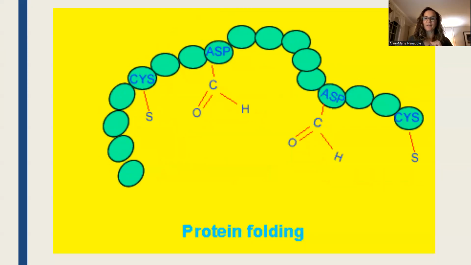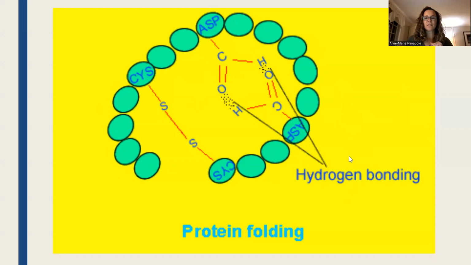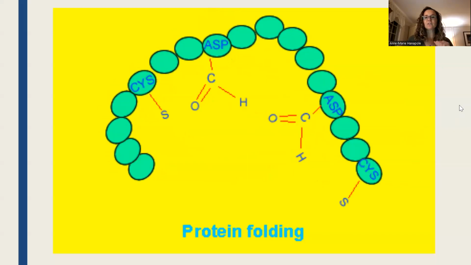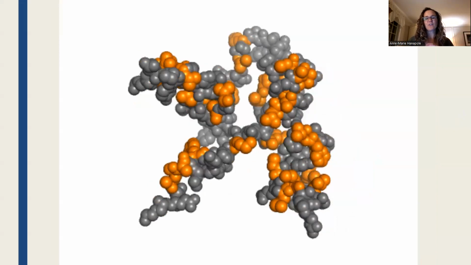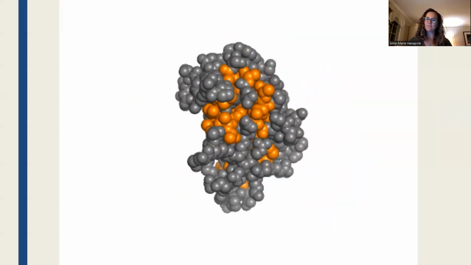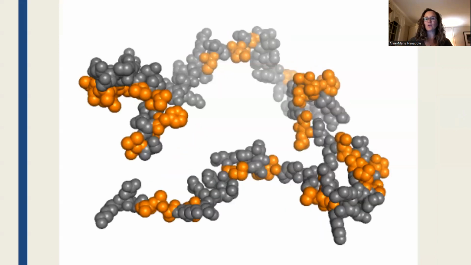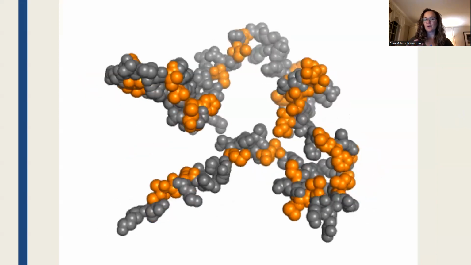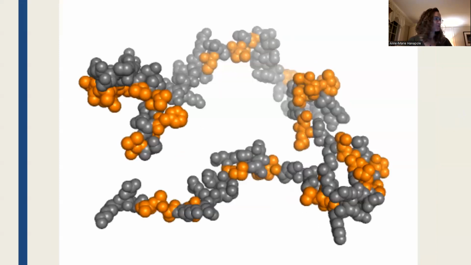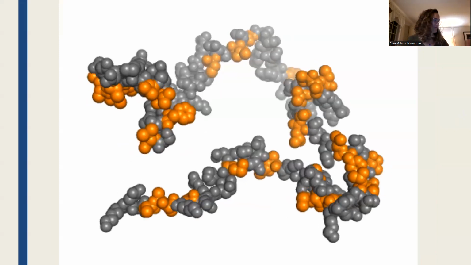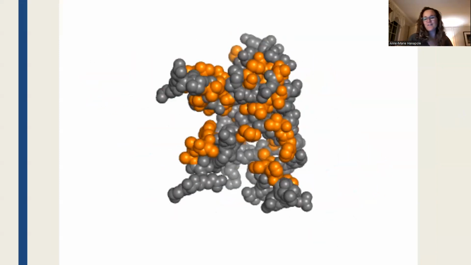And here's just a little GIF that's showing you protein folding and those R group interactions folding up that protein into its overall shape. And here's another animation showing that protein folding up into its final overall shape. So, R group interactions forming the shape of the protein.